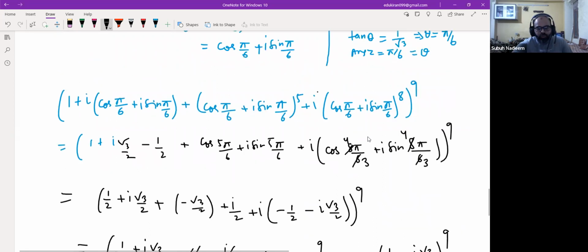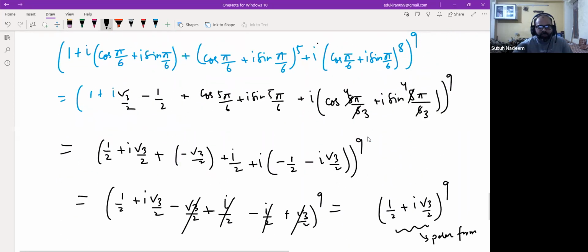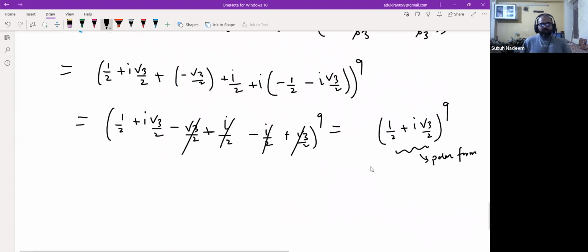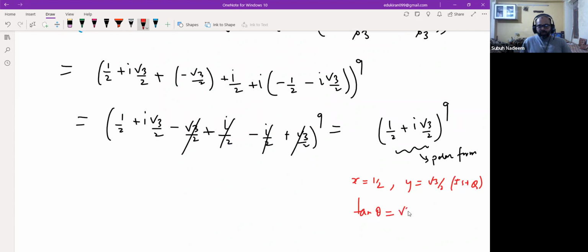When you change it into polar form, x is equal to half, y is equal to root 3 by 2. This is in the first quadrant, as x and y both are positive. So tan theta is root 3 by 1, so theta is pi by 3, that is 60 degrees.